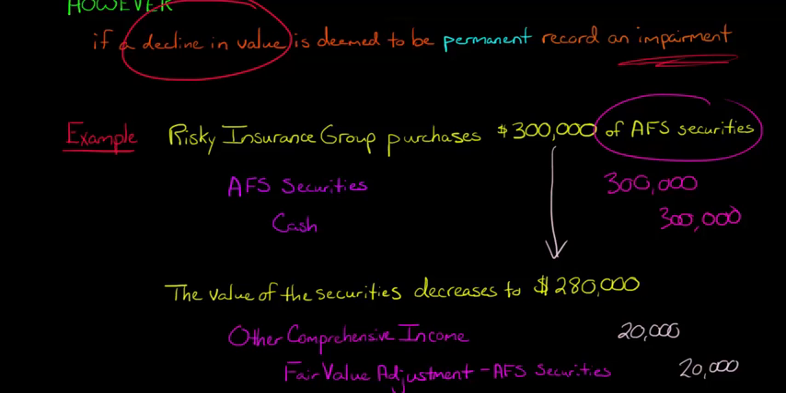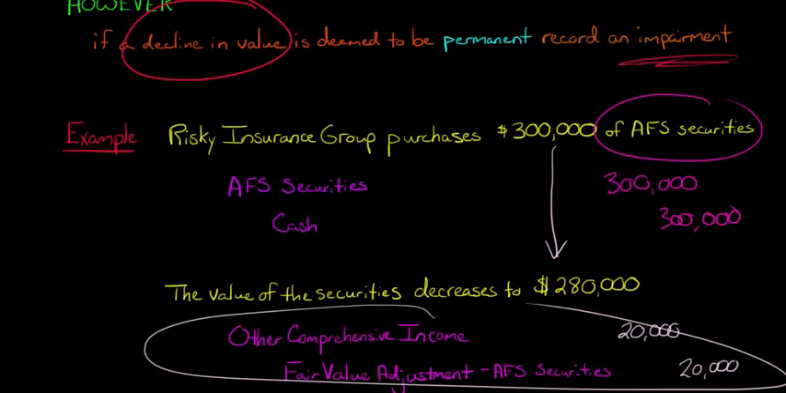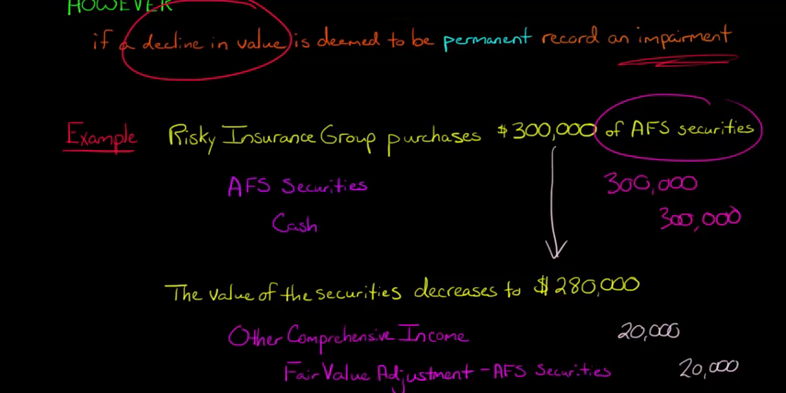Now you might be wondering, this video is about booking an impairment, and you didn't do an impairment here. You just did it the old-fashioned way. Well, that's because we didn't say anything about this decrease being permanent. It's expected that securities are going to go up and down in value. This goes down to 280, and then it might go up to 310. Things like that happen. But what we're talking about is some kind of major shift or change, where we say, wait a minute, this is a permanent decline in the value of these securities.